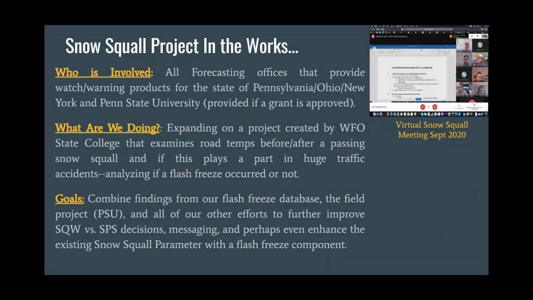So the goal of this study is to combine a bunch of case studies to see how that's changing. Could we put that in a messaging aspect about flash freeze in our text products, like our SPSs or our new snow squall warnings? And can we actually improve the snow squall parameters? I'll get into the snow squall parameter if you don't know what that is.